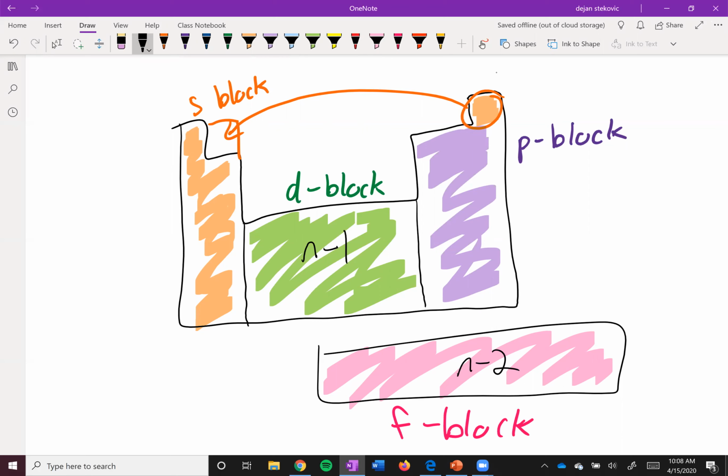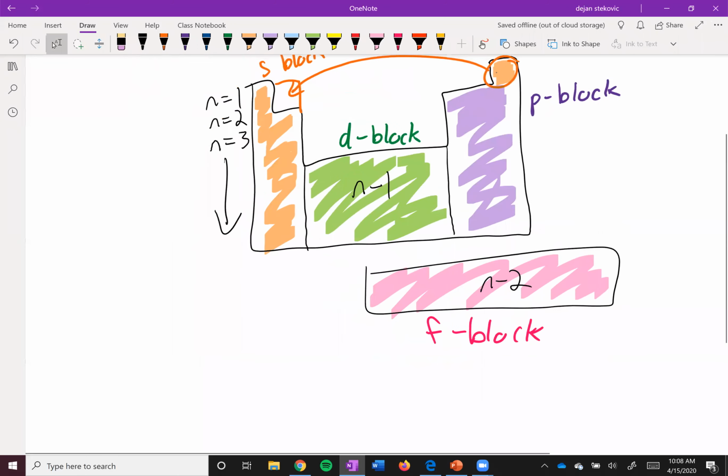So remember, n is your principal quantum number, and basically as we go down the periodic table, n increases. So n is just which row you're in. If you're in the first row, you're talking about n equals 1. If you're in the second row, you're talking about n equals 2. If you're in the third row, you're talking about n equals 3, and so on and so forth.